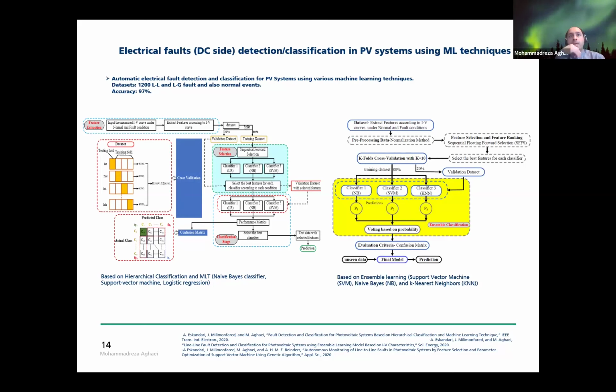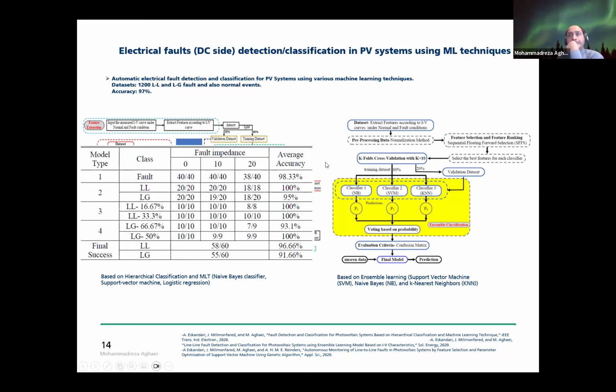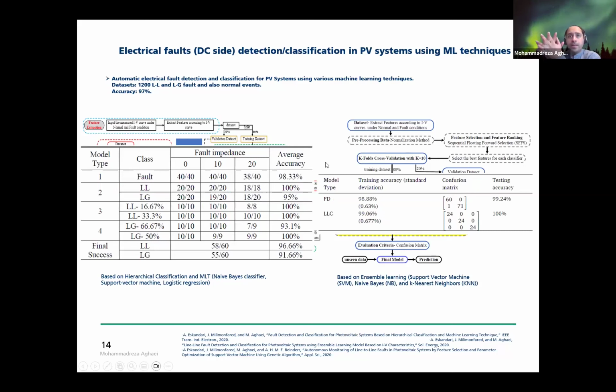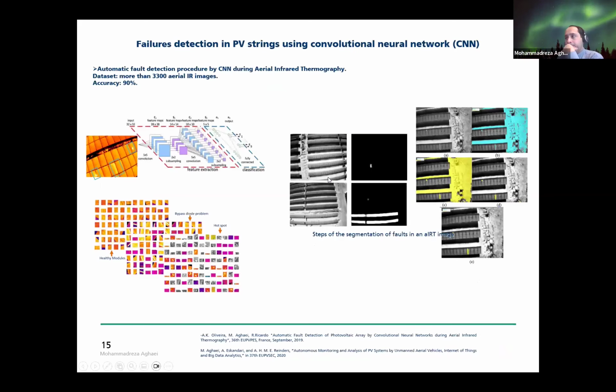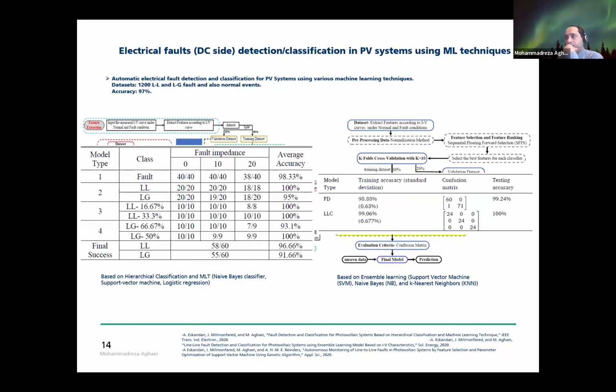In another study, we proposed fault diagnosis using ensemble learning methods, and we used support vector machine, naive Bayes, and also k-nearest neighbor, and we used it only to detect line to line faults. And the accuracy of this method was over 97%.